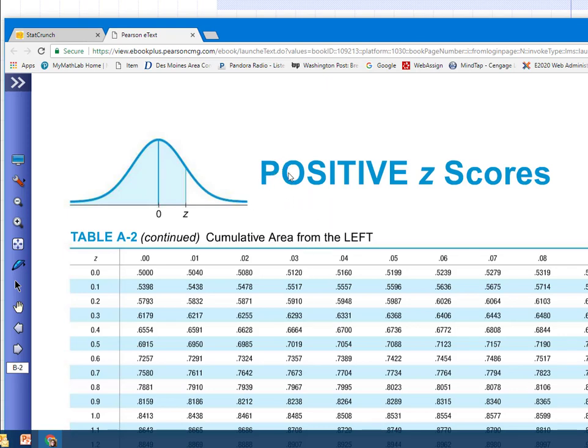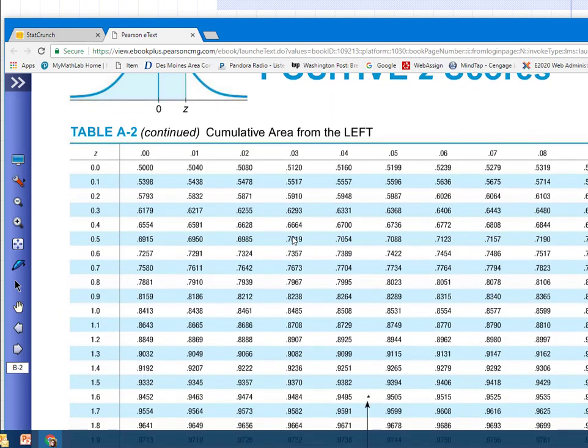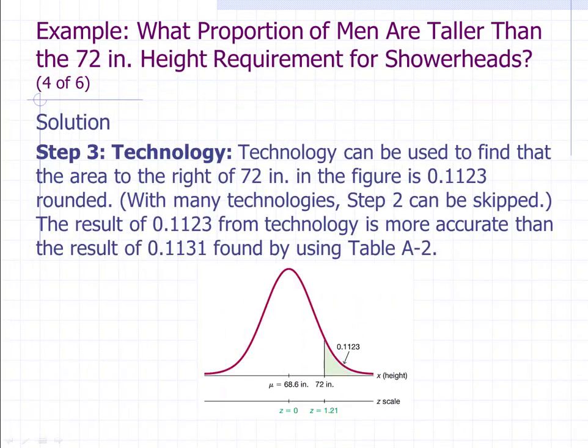So it was 1.21, so I'm going to find 1.21, but this is the area to the left. So I'm going to have to take 1 minus 0.8869, and I get 0.1131, which, you can see, is what we found from technology and from using the table.